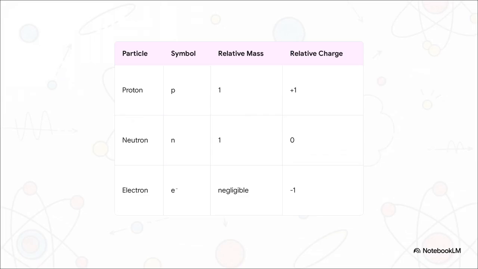Okay, so right at the heart of the atom, you've got this dense core called the nucleus. Packed inside are two key players, the protons, which have a positive charge, and the neutrons, which, as the name kind of suggests, are neutral, no charge at all. Now, both of these guys have a relative mass of about 1. Then, zipping around way on the outside, you've got the tiny electrons. They've got a negative charge, and they are so light that their mass is basically negligible in comparison.